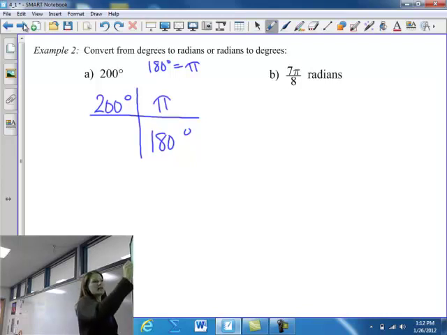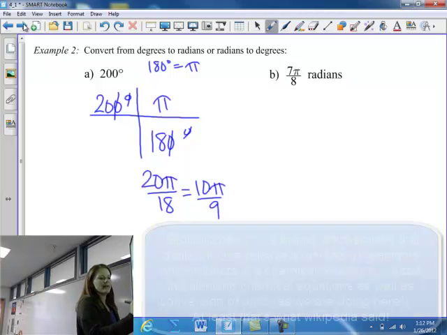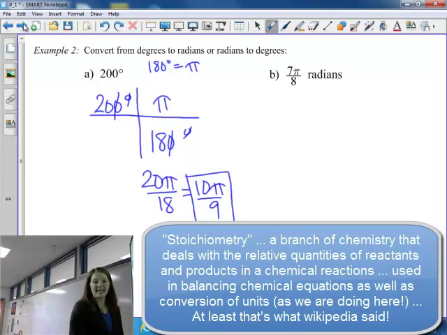I could put pi radians down here. So these degrees will cancel with these degrees, and this 0 will cancel with that 0, and I just have to reduce 20 over 18. But really it's 20 pi over 18. Okay, we have that reduced? That's 10 pi over 9. 10 pi over 9 radians. I don't have to write radians because I didn't put any units on there, and that's my answer.